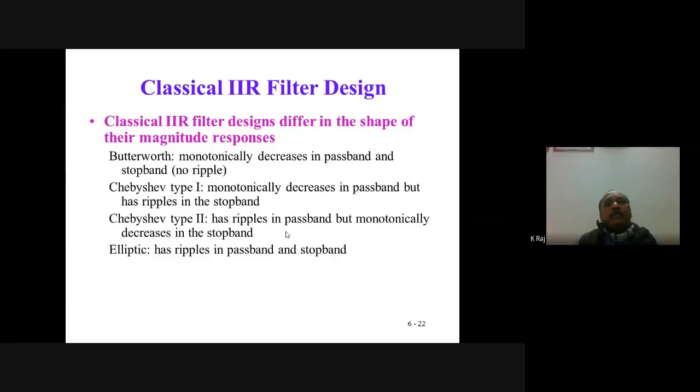Now the classification of the IIR filter. Depending on the graphical representation, the Butterworth filter is the first category, which decreases monotonically in the pass band and the stop band, meaning there is no ripple. Chebyshev type 1 decreases monotonically in the pass band but has ripples in the stop band. Chebyshev type 2 has ripples in the pass band but decreases monotonically in the stop band. Elliptic has ripples in both the pass band and the stop band.